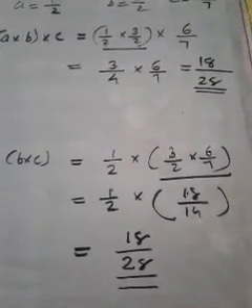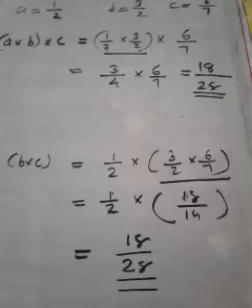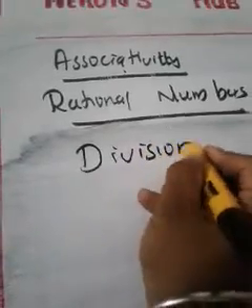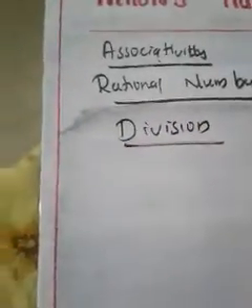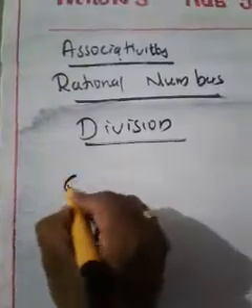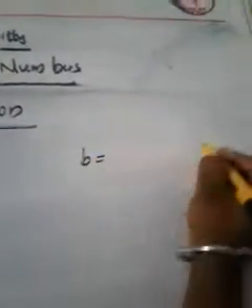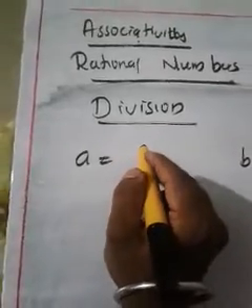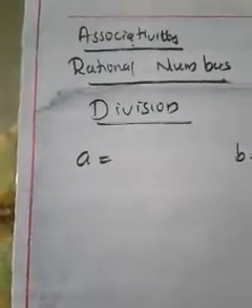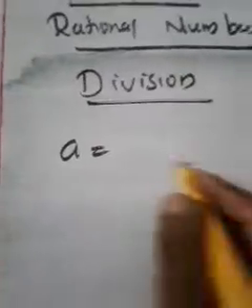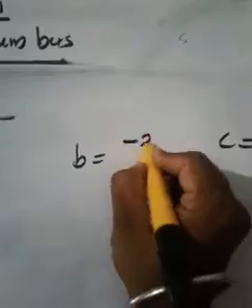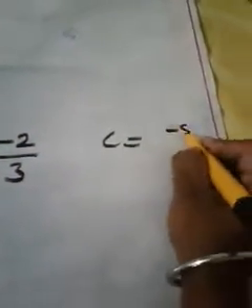Now let us move to the next operation, the most important operation, that is division. The next operation is division. Since it is division, let me choose A, B, C as three different rational numbers. Like, I'm going to consider A as some 6 by 7, B as some minus 2 by 3, and C as some minus 5 by 6.